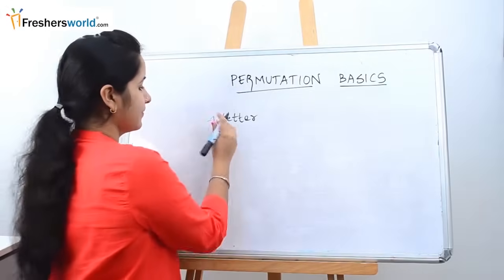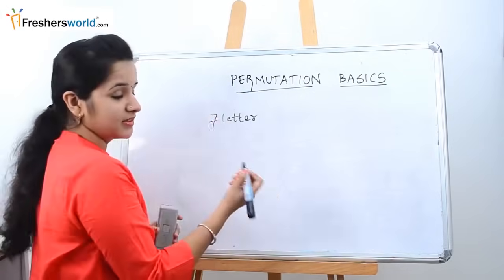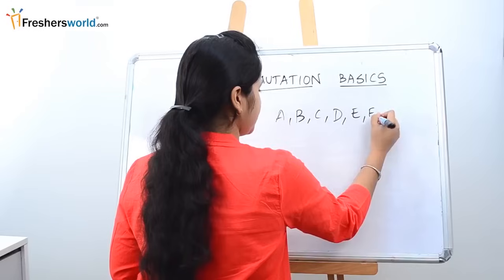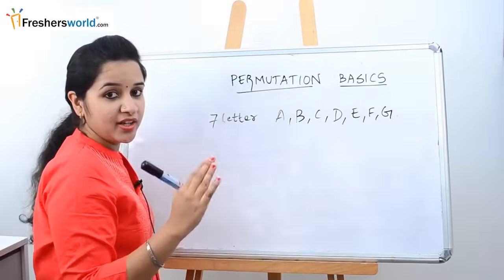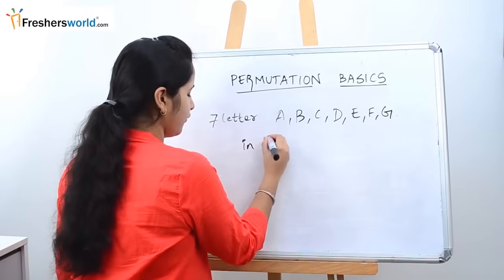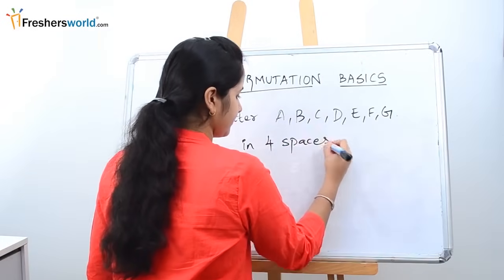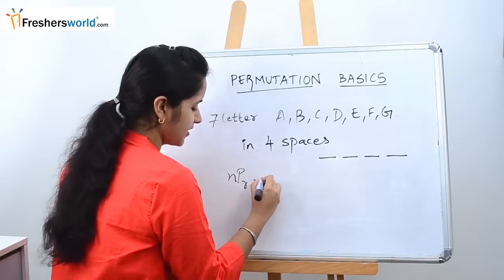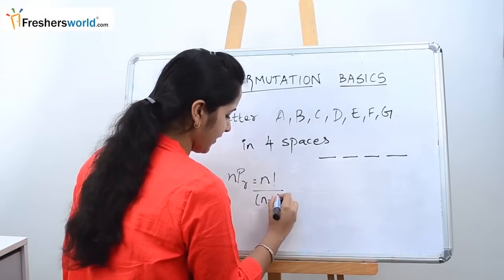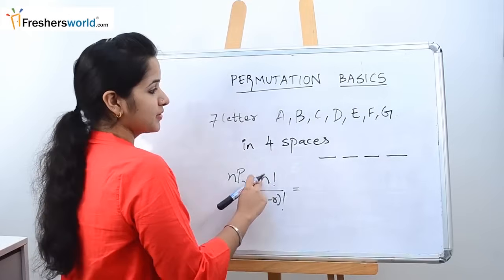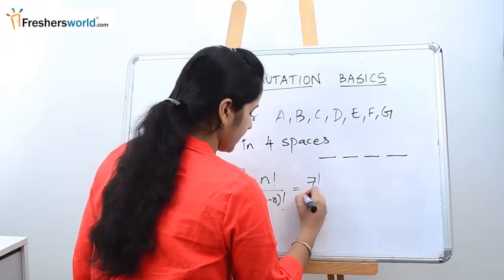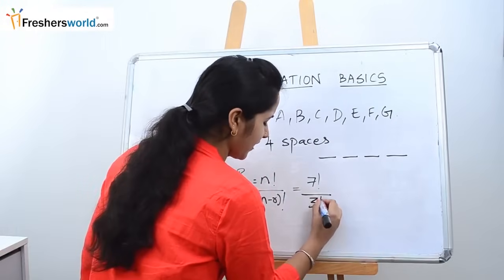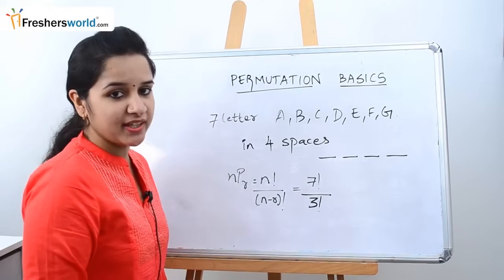Let's take 7 letters now: A, B, C, D, E, F and G. They are asking you to arrange these 7 letters in 4 spaces. As we know, the formula nPr is equal to n factorial divided by (n minus r) factorial. So the number of letters is 7, divided by the factorial of the spaces subtracted, which is 4. So 7 minus 4 is 3 factorial. If you simplify this, you will get the answer.